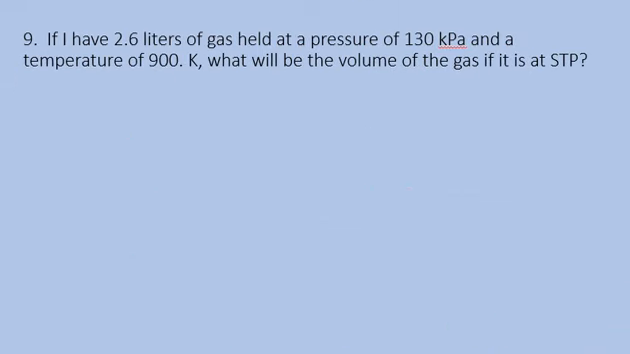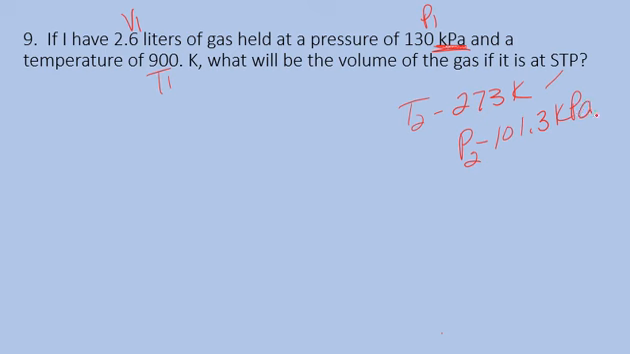All right, next one. If I have 2.6 liters of gas, so that's my first volume, held at a pressure of that, so that's my P1, and a temperature of this, that's my first temperature, what will be the volume of the gas if it's at STP? So I look on table A, standard temperature is 273 K, and standard pressure, I have two options, 101.3 kilopascals or 1 atmosphere. I always have to use the same unit as what the question used. So the question was in kilopascals. So my second pressure is 101.3 kilopascals.